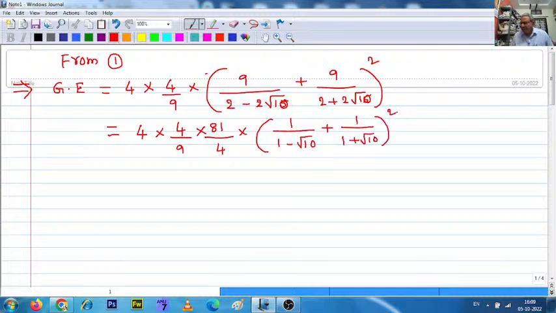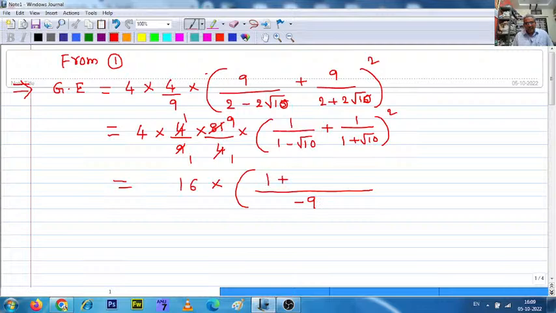Am I correct, my dear students? Just check it now. So this will be 9 1 ja, 9 9 ja, 4 1 ja, 4 4 ja. This will be 16 times here. So product of these two, a plus b into a minus b, 1 minus 10, that will be minus 9.